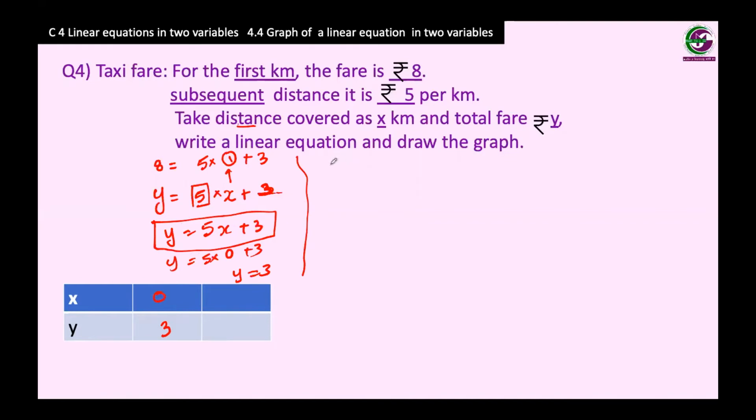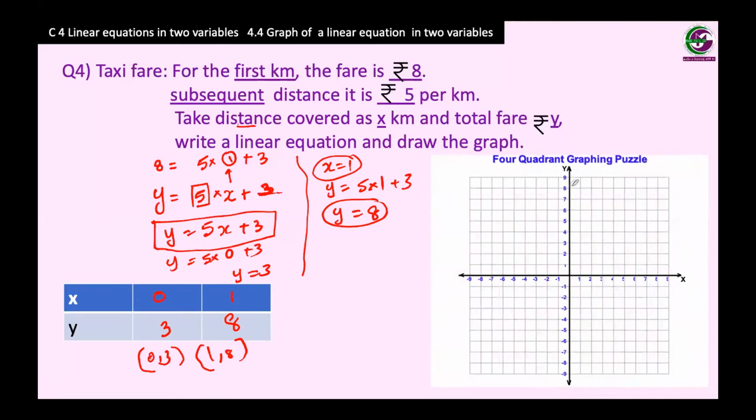But you can replace by any number for x and y. So let's replace x by 1 this time. So y is equal to 5 times 1 plus 3, which is 5 plus 3 is 8. So if x is 1, y is 8. So (0, 3) is a coordinate and (1, 8) is another coordinate. Let's graph it on the Cartesian plane now.